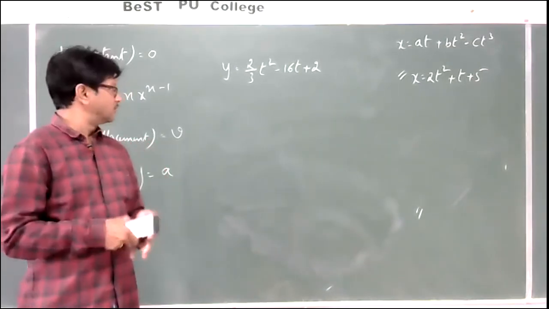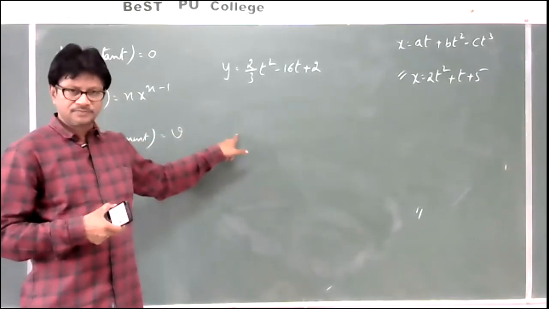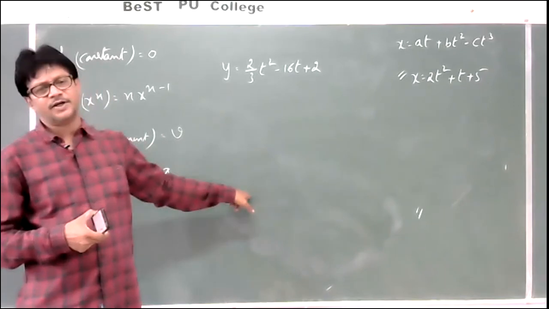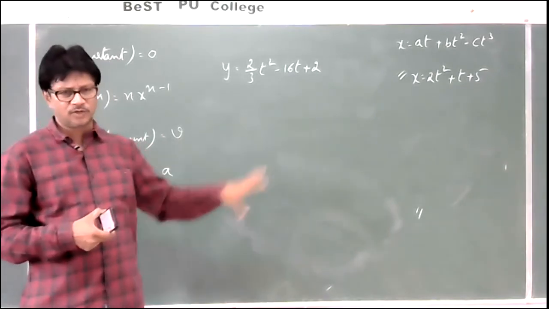Now what should we do? First we have to find the velocity, equate that velocity to 0 and try to find out the t value. All similar models only.